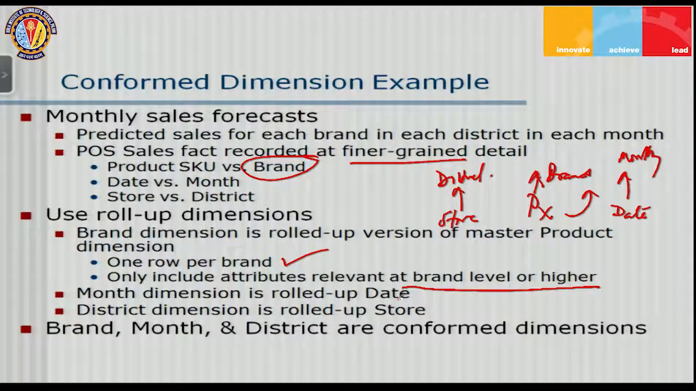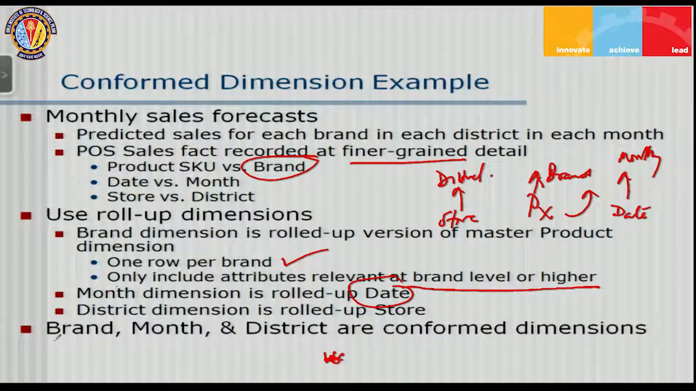So when I use month instead of date, weekday, weekend, special event, all those things would not apply here, right? So I'll have to remove certain attributes from the date dimension to come up with the month dimension. And similarly, consider attributes that apply at the store level, like store manager. There are multiple stores in a district, so store manager, store address, and store location, address and location are the same, right? All these things would not apply at the district level, so I remove these attributes.